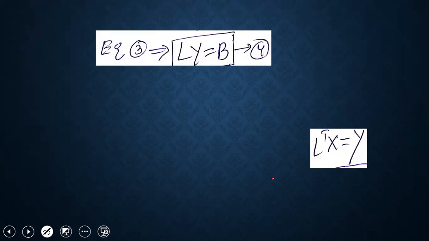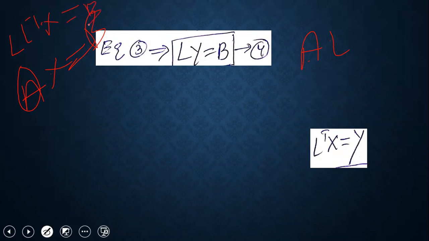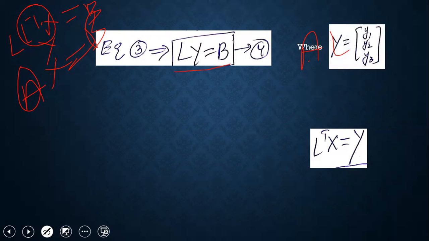This equation 3, that was AX is equals to B, and we have replaced this L transpose X is equals to B, and this you called it Y. So now that is Ly is equals to B. And what is Y? Y is y1, y2, y3.